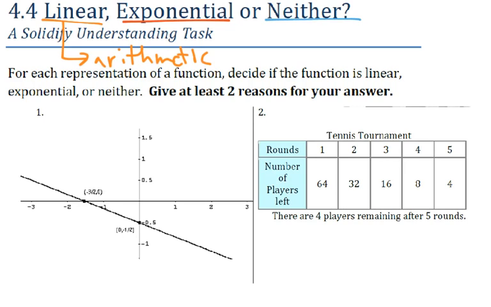Is it equal differences over equal intervals? How's the slope looking? Are we adding the same number? Are we subtracting the same number? What are we doing there?